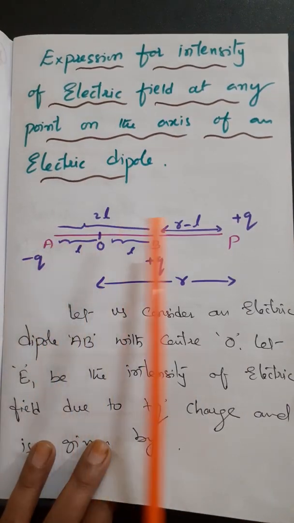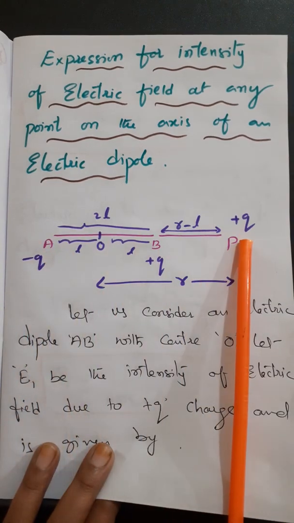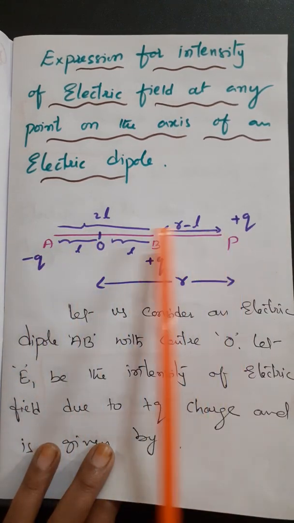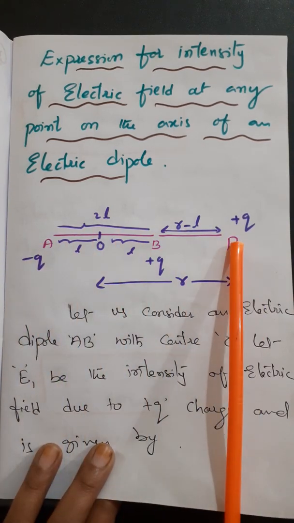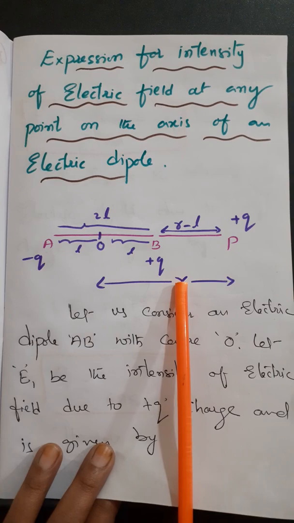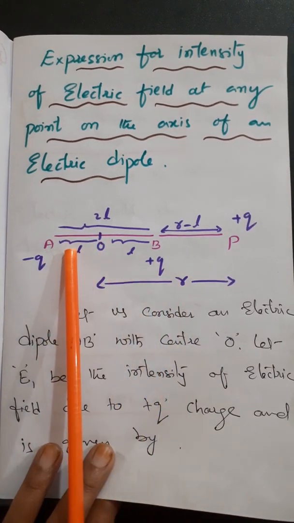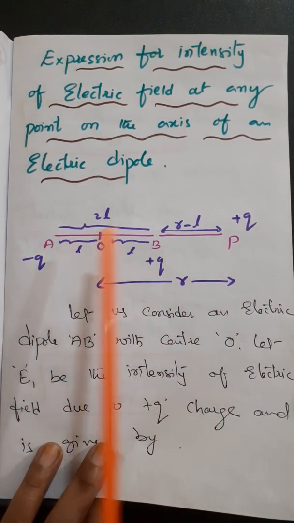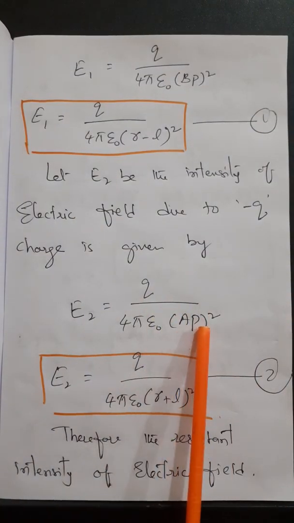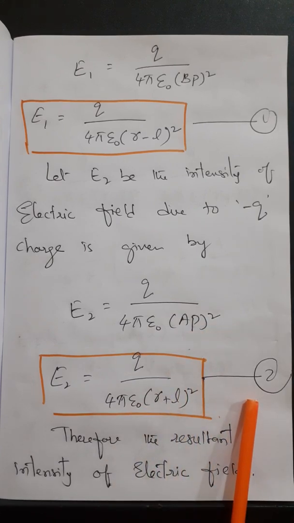That is A to P, the intensity due to the minus q charge at point P. The distance between those two is A to P. So what is the A to P distance? P to O is R, and O to A is L. It means R plus L. So the A to P distance can be written as R plus L, and I can write AP whole square as R plus L whole square. Let us take this as equation number 2.